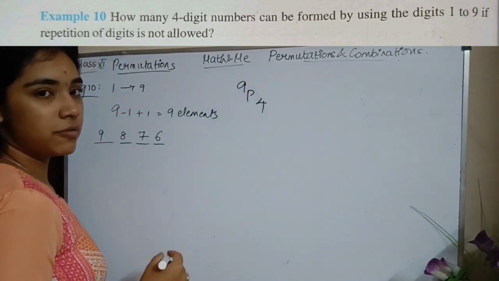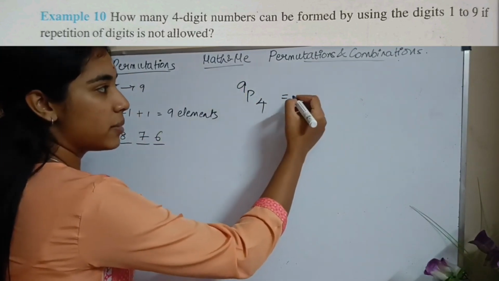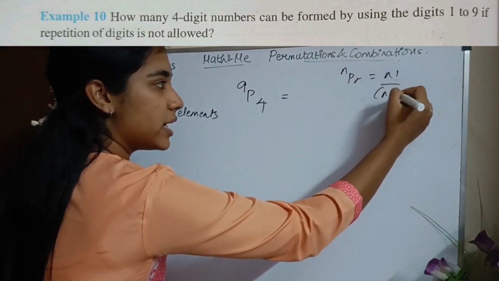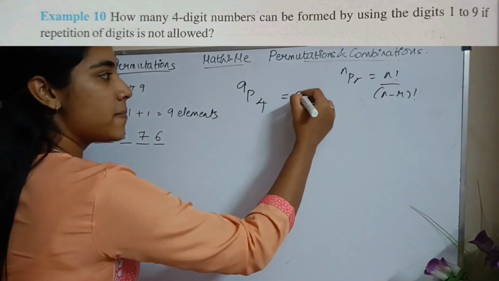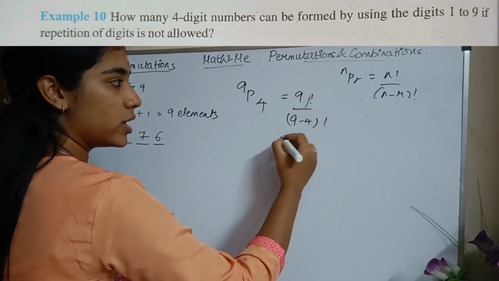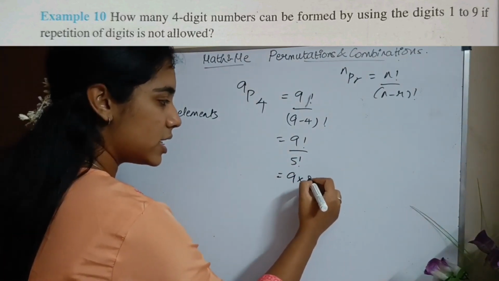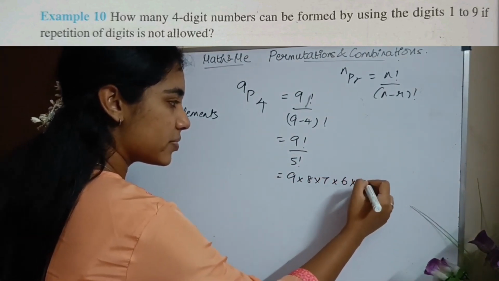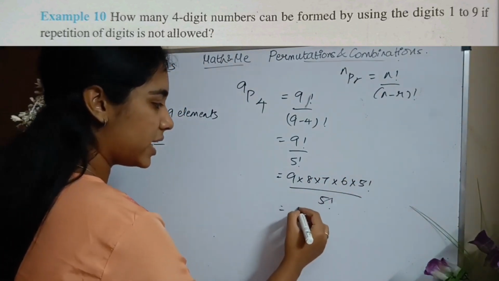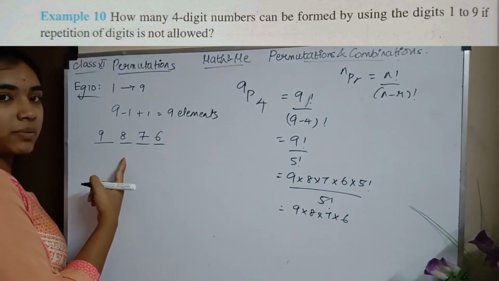So it will be 9P4. Choose 4 numbers from the 9 elements that you have and they have to be in order. So what did we see for 9P4? What is the formula? nPr is nothing but n factorial divided by n minus r the whole factorial. So this will be 9 factorial divided by 9 minus 4 the whole factorial, which will be 9 factorial divided by 5 factorial. How can we write this? 9 8 7 6 5 factorial divided by 5 factorial. So when 5 factorial cancels, I'll have 9 8 7 6. So basically you get what we learned in your 7.1 exercise.